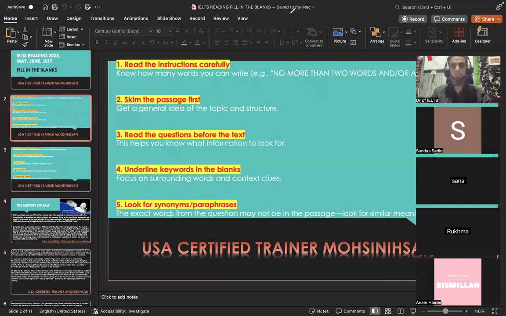Next step, after reading the question before the text, underline keywords. Now, what is meant by keyword? Here in a fill in the blank, the word that comes before the blank and the word that comes after the blank will be considered keywords. Those major words are actually the trap in the paragraph. Comparing those major words to the paragraph, you will see the exact words will be synonymized.